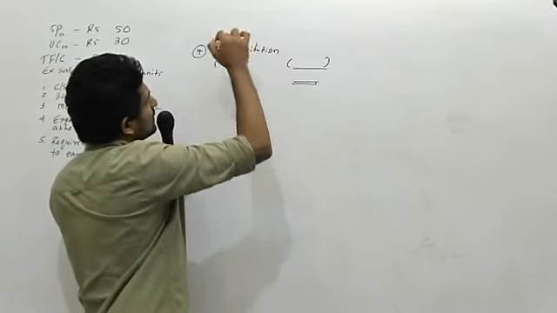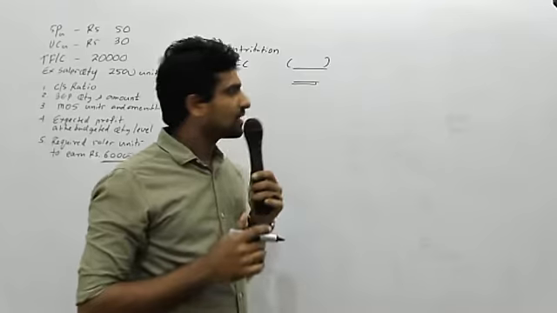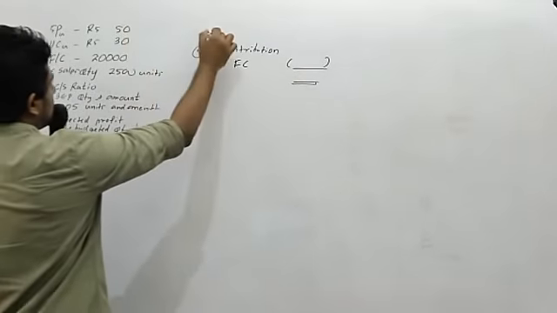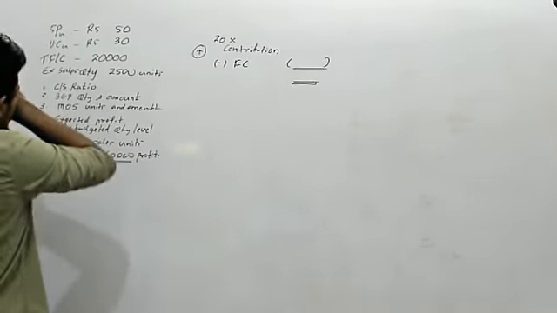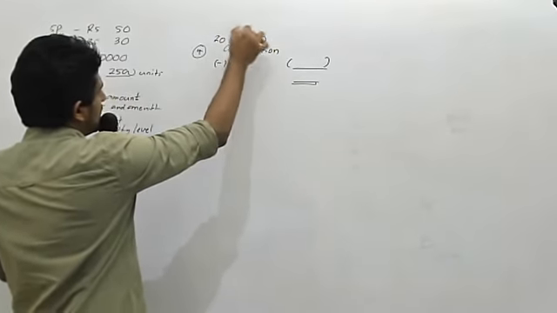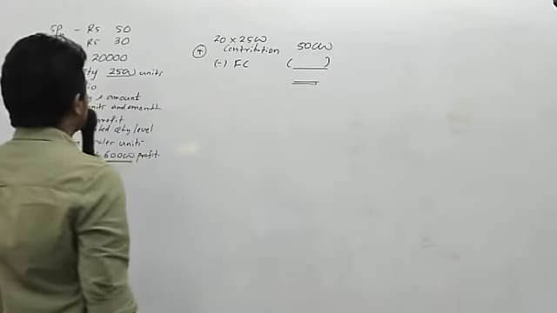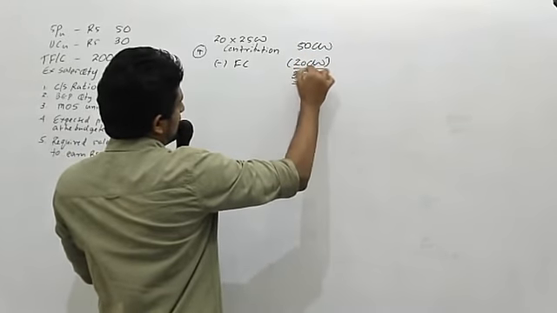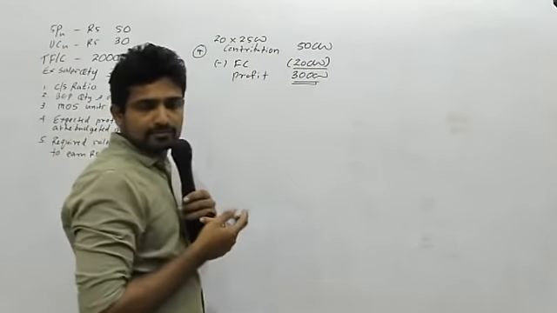Sales minus variable cost is contribution. I'm not going to do the sales and variable cost. The contribution you can straight away take. Contribution per unit is 20. Your budgeted quantity is 2,500. 2,500 into 20 contribution is 50,000. The fixed cost is 20,000. Therefore, your profit is 30,000. Is it clear?